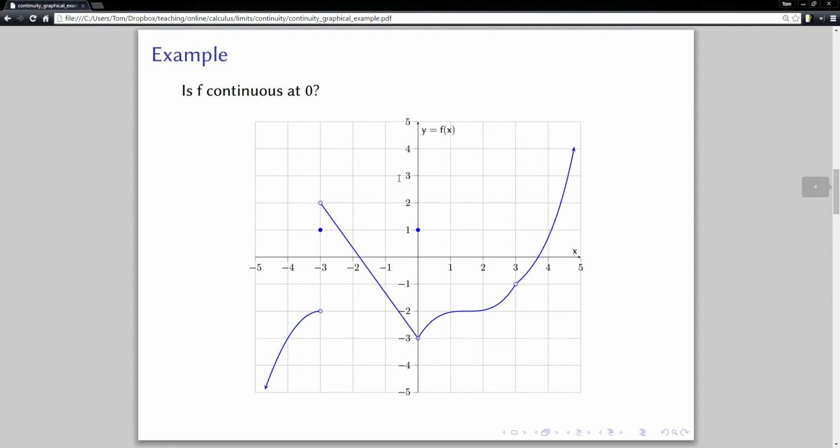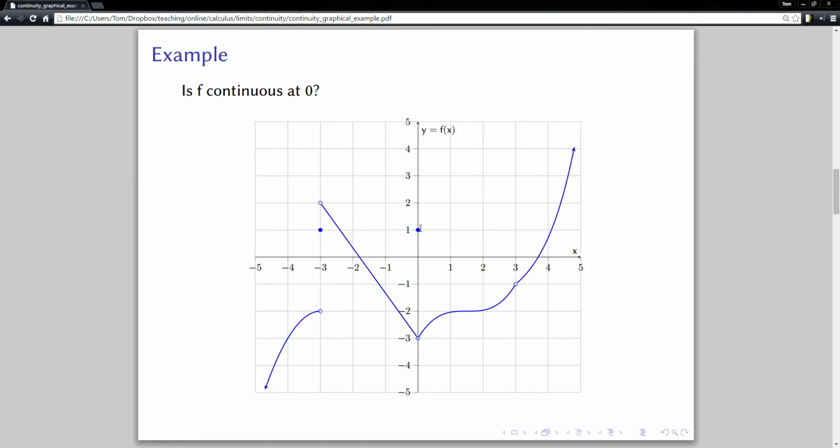All right, next question: is f continuous at 0? So for f of 0, we need to run through the three conditions to check. Here we can see we have an open dot, but here we have a filled dot, and so condition 1 is met. f of 0 is equal to 1 on this particular problem. So condition 1 is okay.